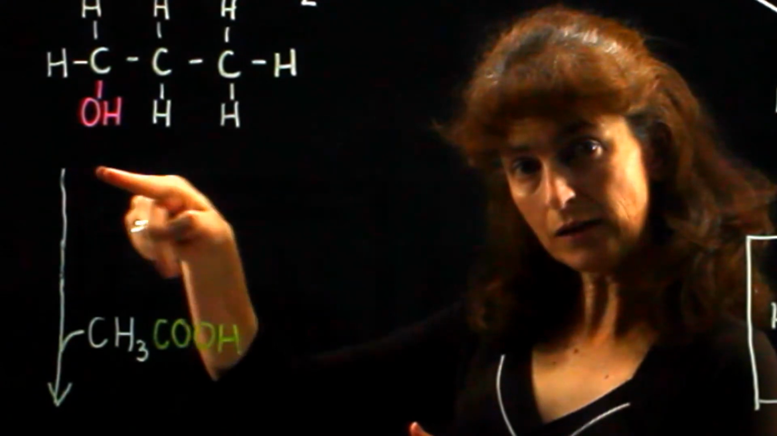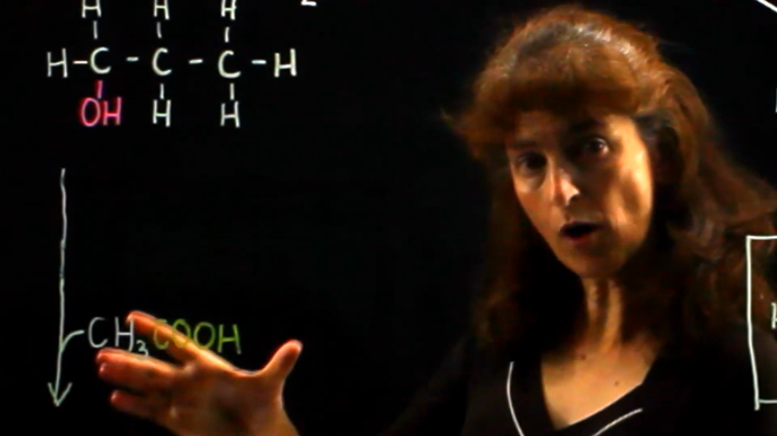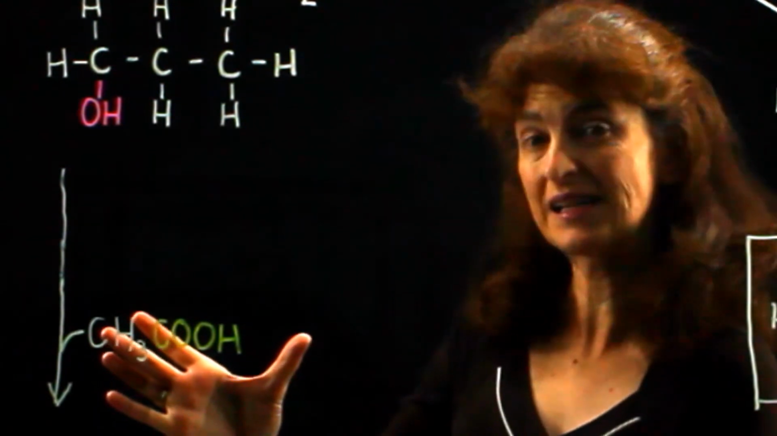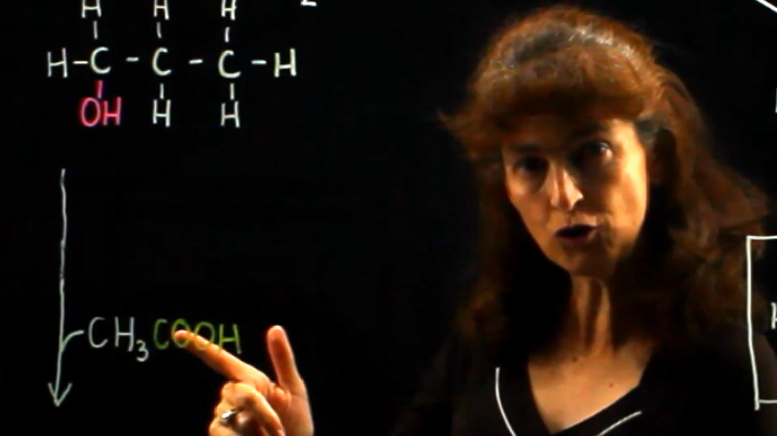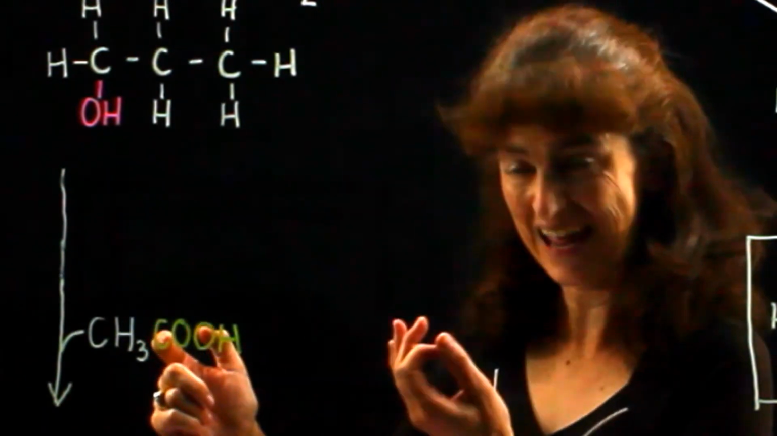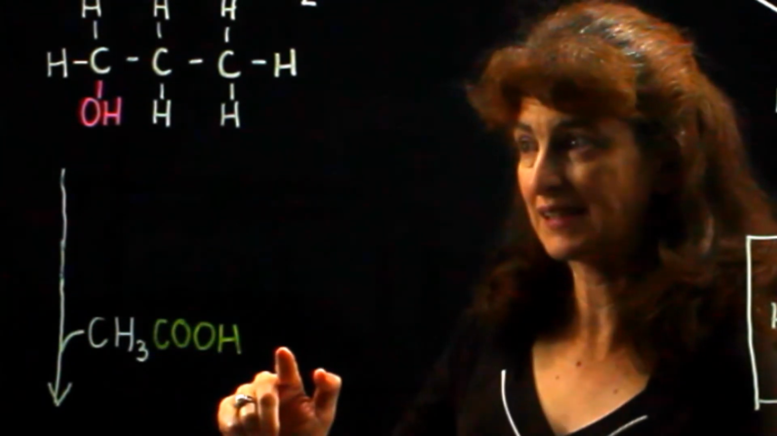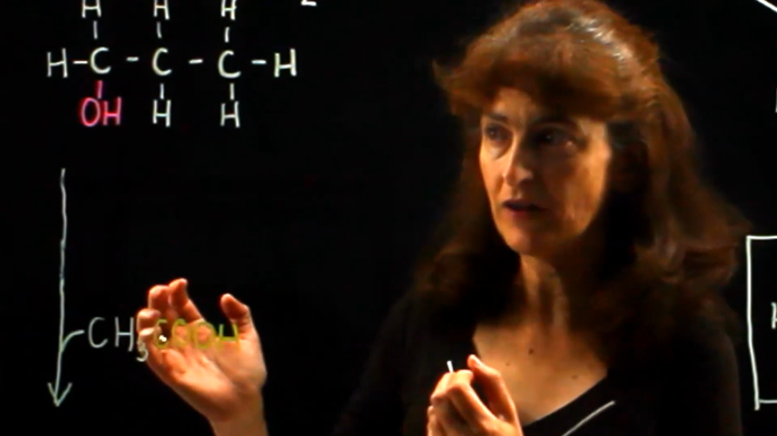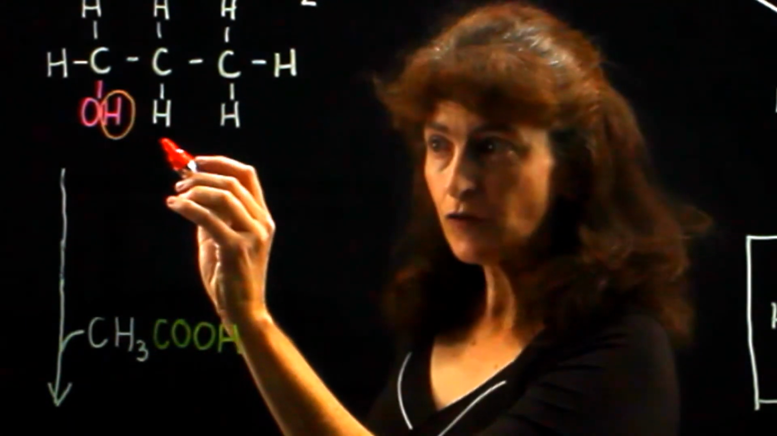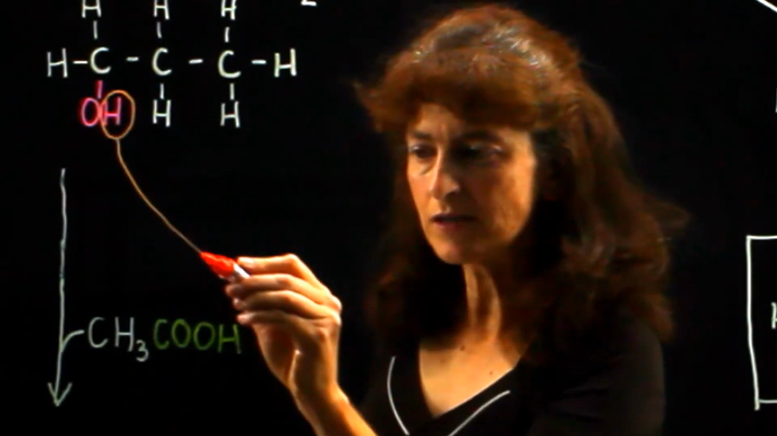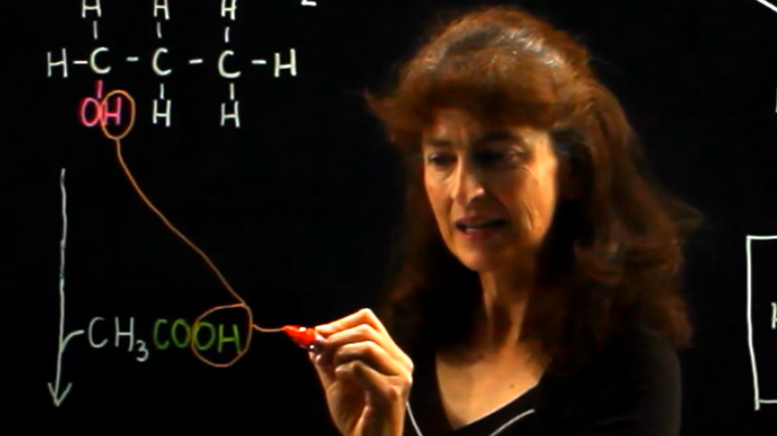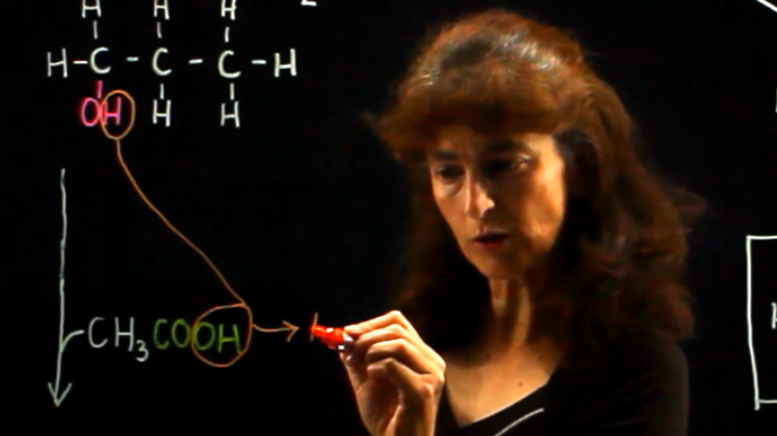Now we have this alcohol reacting with this carboxylic acid. We've already said that the name of this carboxylic acid is ethanoic acid. We can see the two carbons, that's why it's ethanoic acid. And that is esterification. What happens during esterification? This H from the alcohol bonds with this OH from the carboxylic acid to form water, which is removed.